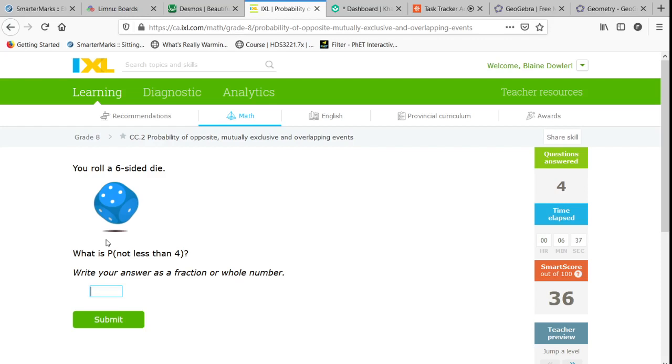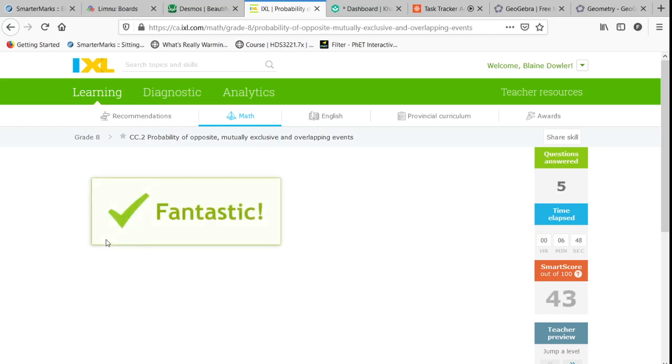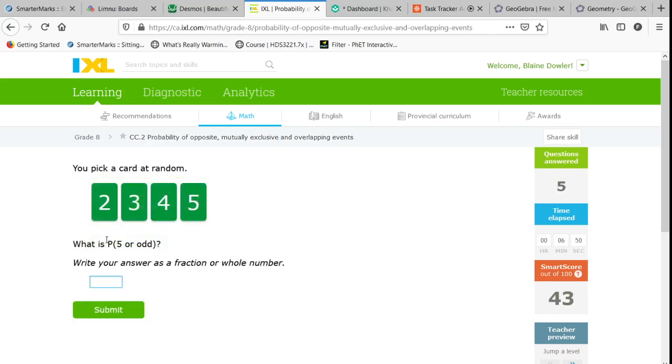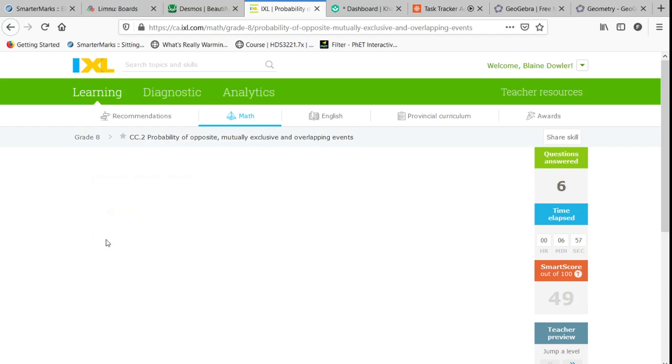So we roll a 6-sided die. What's the probability that it's not less than 4? That means it is 4, 5, or 6, which means 3 out of 6 or 1 out of 2. And what is the probability that it's 5 or odd? Well, 5 is odd, so that's redundant. That's 2 out of 4 or 1/2.